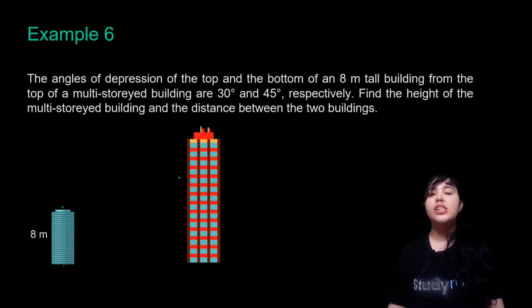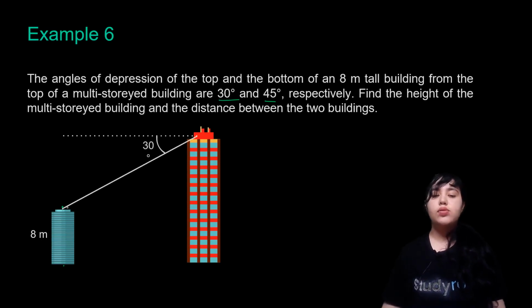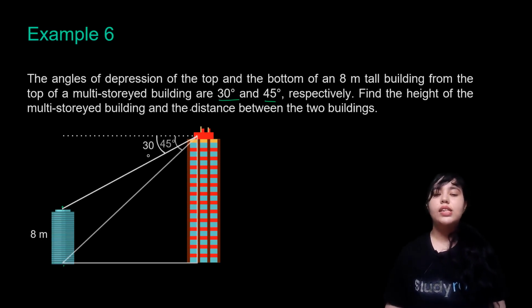Angle of depression means you are standing somewhere over here. Let's say you are standing on the top of this building. So you are visualizing the top of this 8-meter tall building, and then you are visualizing the bottom part of this building. The two angles of depression in that case are 30 and 45 degrees respectively. This is for the top, 30 degree, and this is for the bottom, 45 degree. You have to find out the height of the multi-storied building, which is this height, and the distance between the two buildings, which is this.